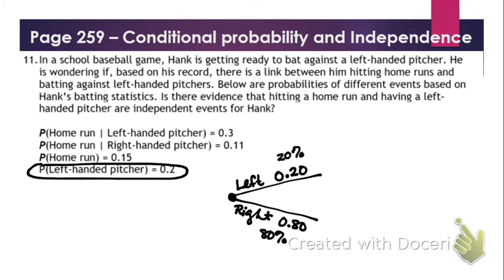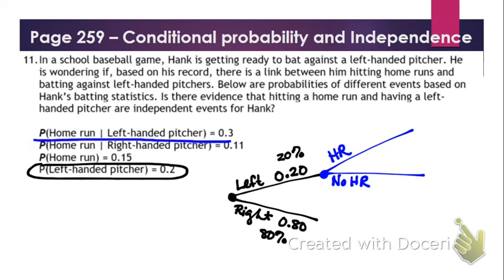All right. So Hank gets a left-handed pitcher, and one of two things happens. He either does hit a home run or he doesn't. If he got that left-handed pitcher, what's the chance that he hit a home run? 30%. That's this piece right here. So if he got a left-handed pitcher, there's a 30% chance that he hit himself a home run. What's the chance he didn't hit a home run then? 70%.